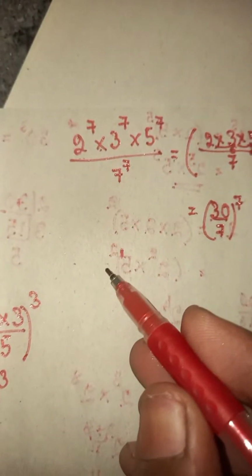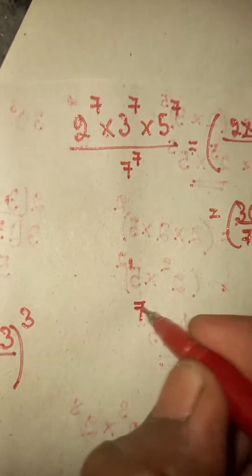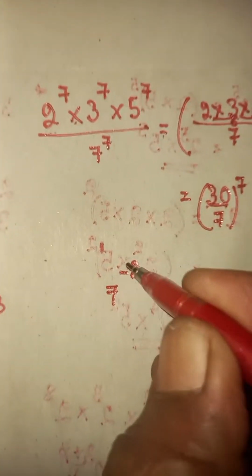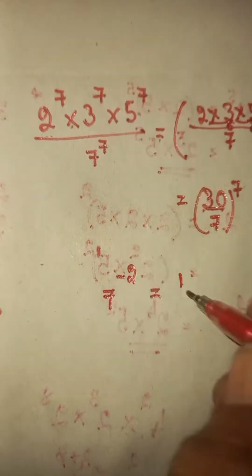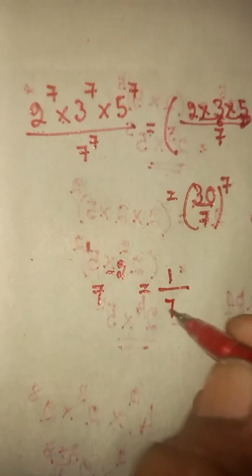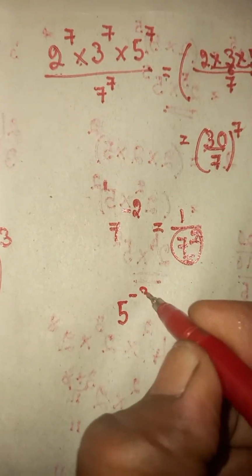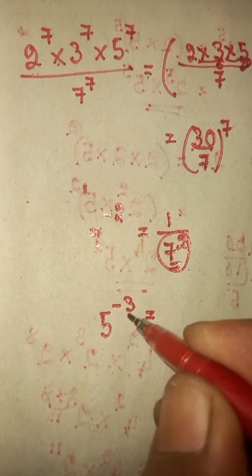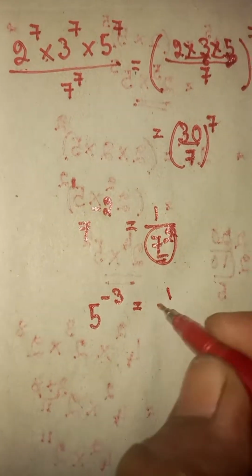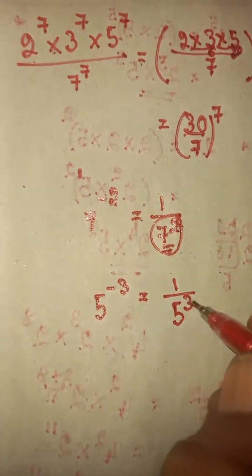Now I'm going to explain what negative powers are. Negative powers means this can become positive. Let's take 7 power of minus 2. When this complete number comes to the denominator, it becomes positive: 1 by 7 square. And like that, if you take 5 power of minus 3, this complete number comes to the denominator and becomes positive. That is 1 by 5 cube.